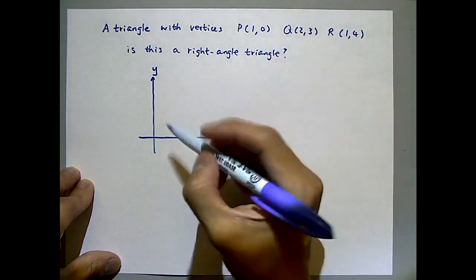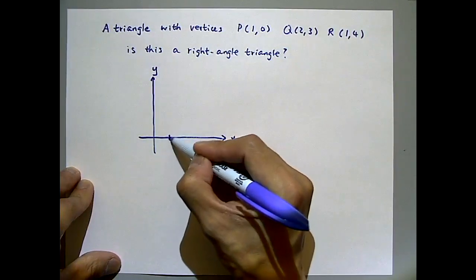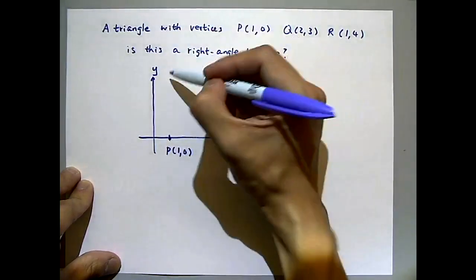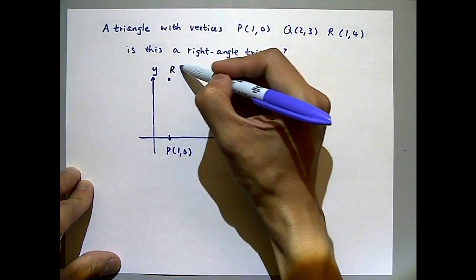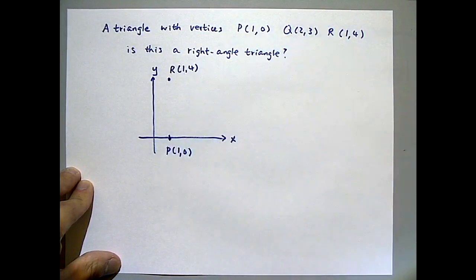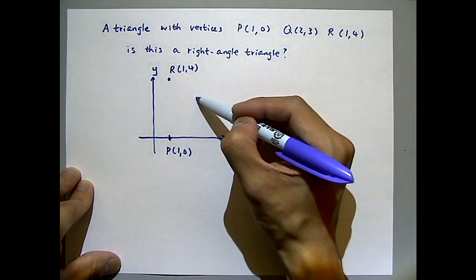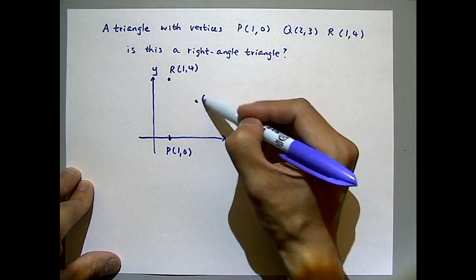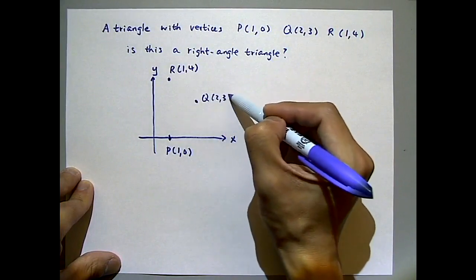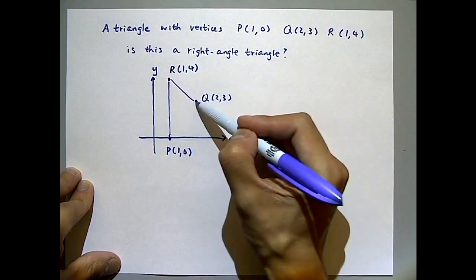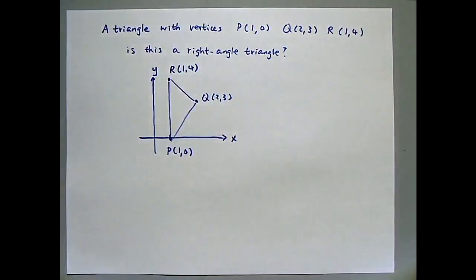Right? So P is right here. This is P. R is just a little bit above that, right here. And Q is somewhere to the right, and let's say right here. So there's my triangle.